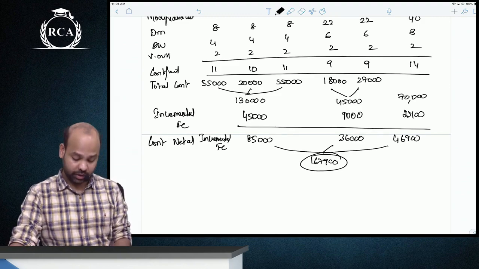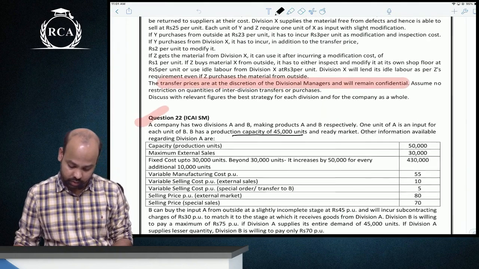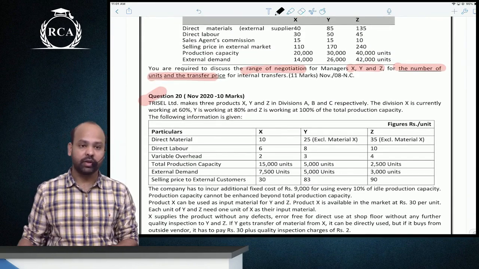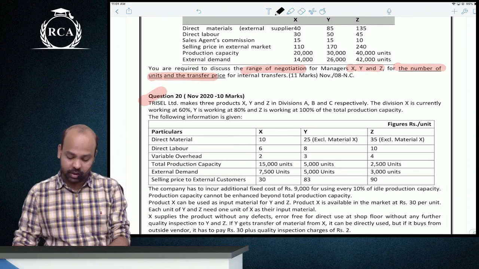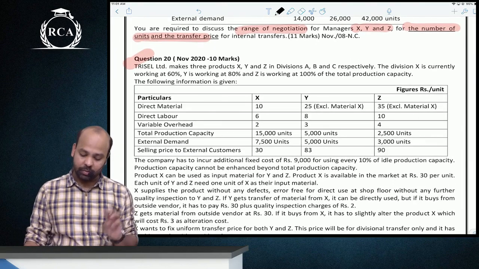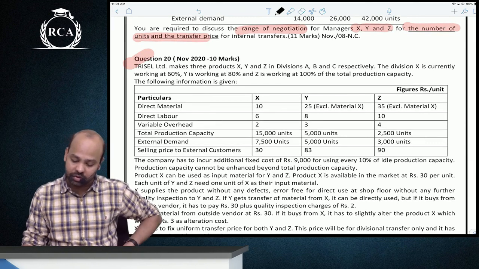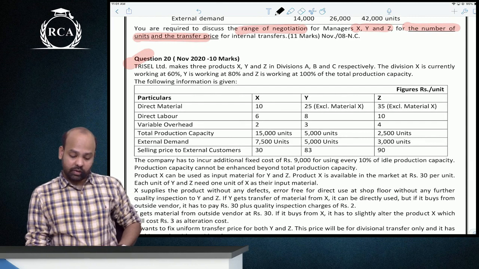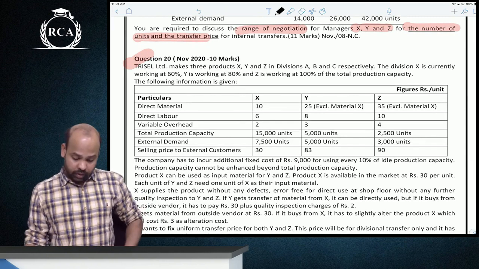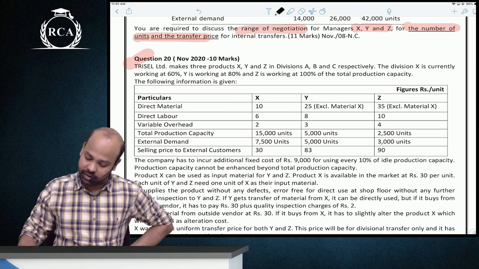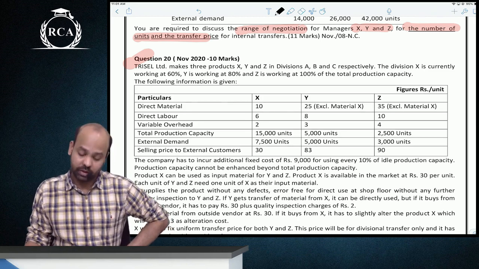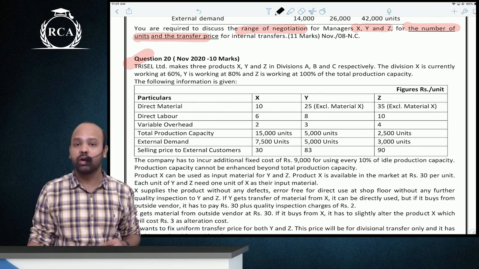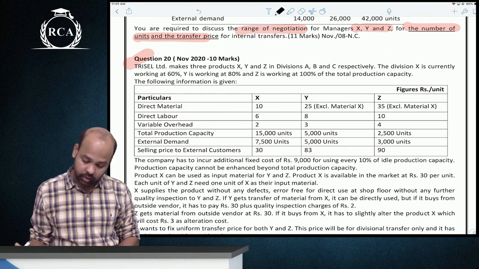Let us now move to the next question, guys. That's an even more interesting question. Question number 20. Trisel Limited makes three products X, Y, Z in divisions A, B, and C respectively. Division X is currently working at 60%, Y is working at 80%, Z is working at 100% of the total production capacity. There will be a little inconsistency in the information given in the question, but we will have to work out as per the inconsistencies given only.